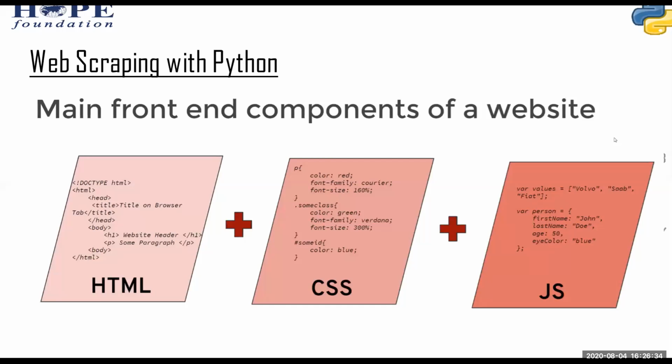So this is the structure. The main front end components are HTML, CSS, and JS. HTML and CSS are for fonts and coloring, and JS is for graphics. That's all. Okay, and these are the code formats. HTML will look like this format, CSS will look like this, and JS will look like this.